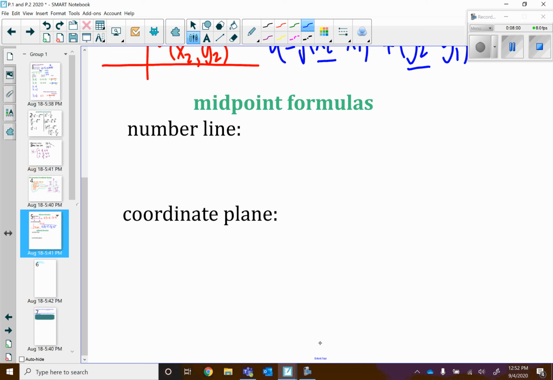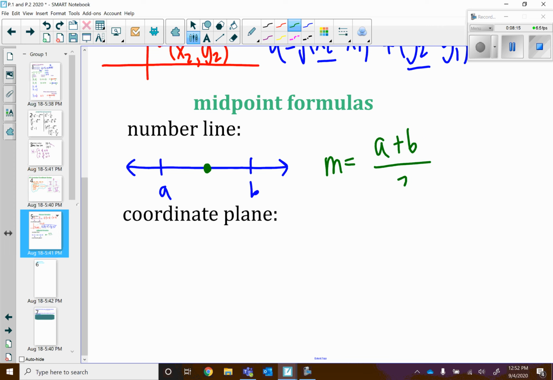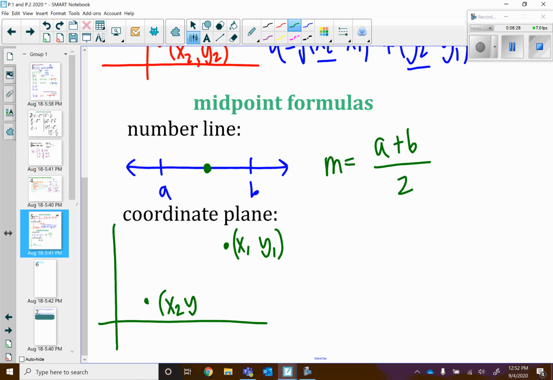All right, let's look at the midpoint formulas on a number line. Again, if I have A and B, and I want to find the midpoint right between them, pretty easy. I'm going to take values A and B and add them, and then divide it by 2. And on our coordinate plane, same drawing as above, right? Let's say this is (x1, y1), and this is point (x2, y2).